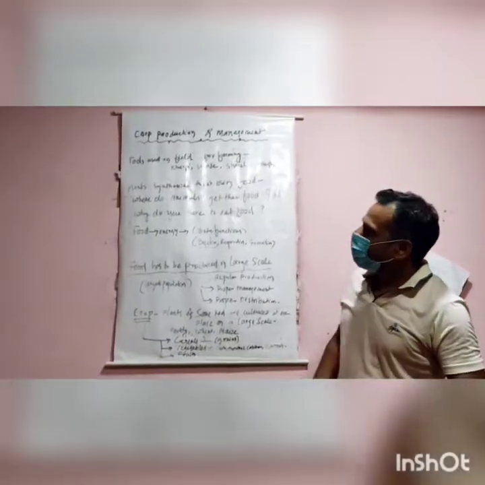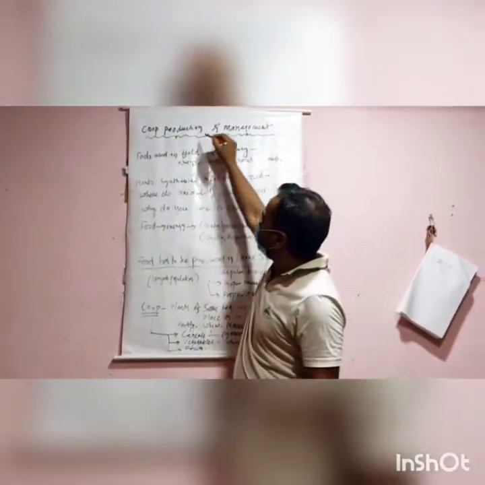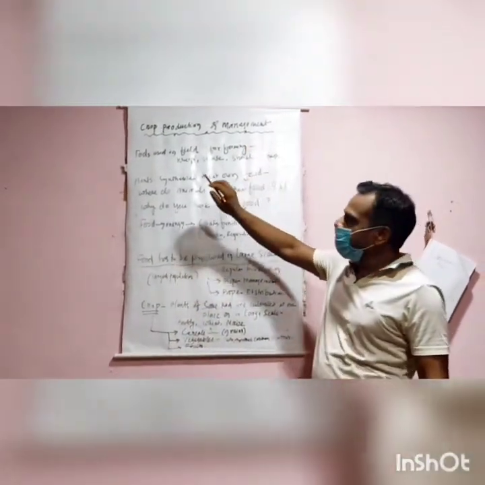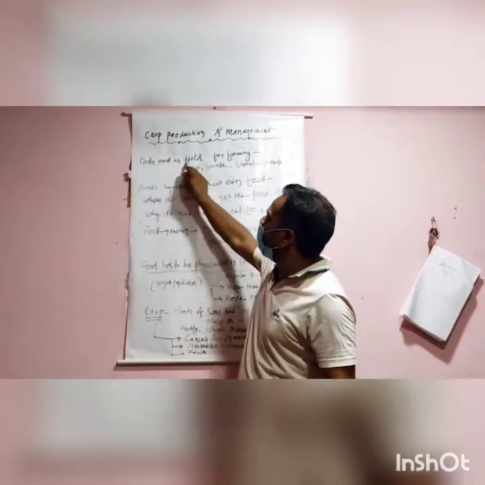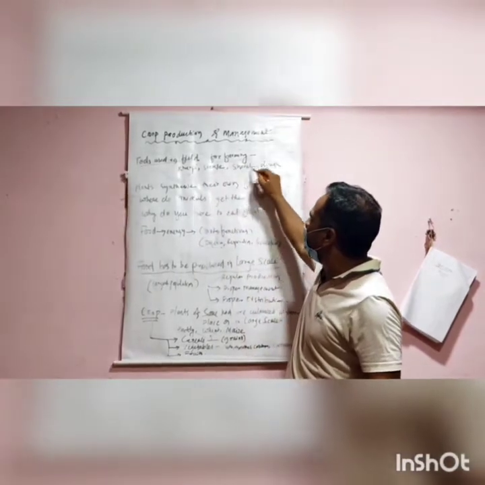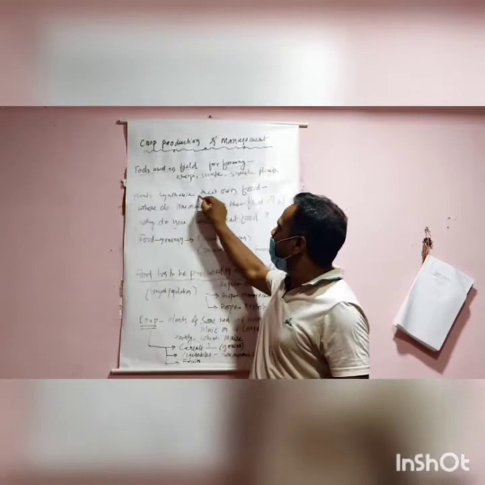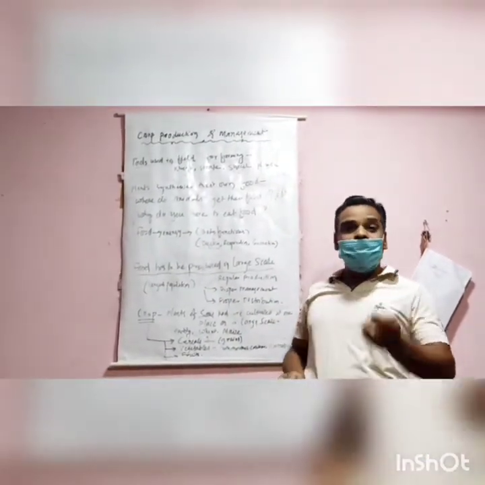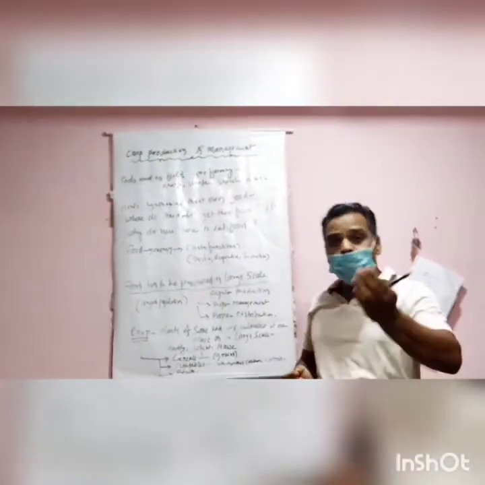Okay? So, in the previous video, we have seen that crop production and management is the first chapter of science, class 8. We have seen that the tools used in the field for farming are khurpi, sickle, shovel, and plow. Also, plants synthesize their own food, and we get food from the plants.